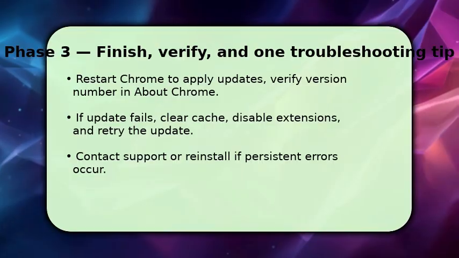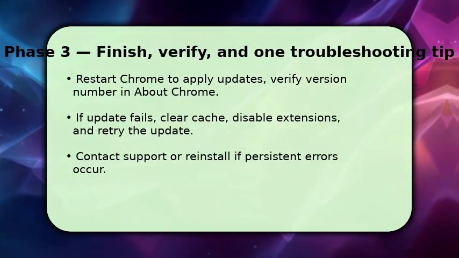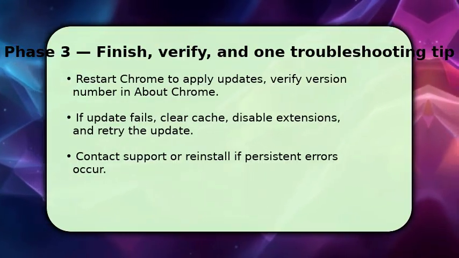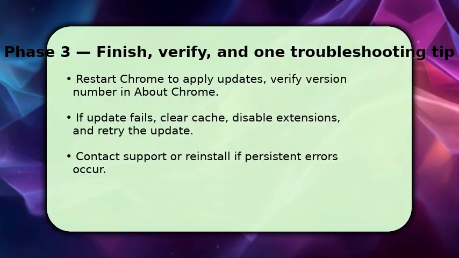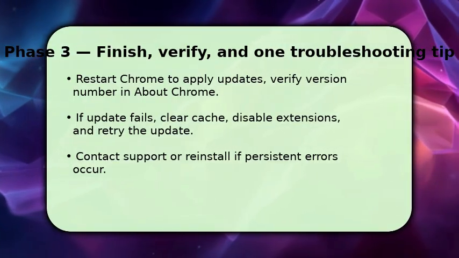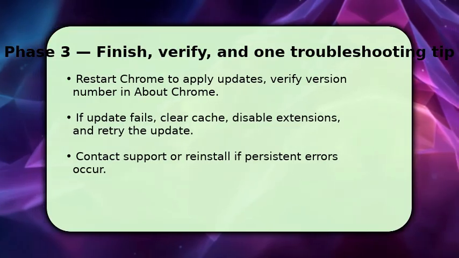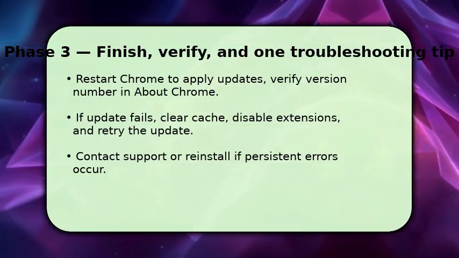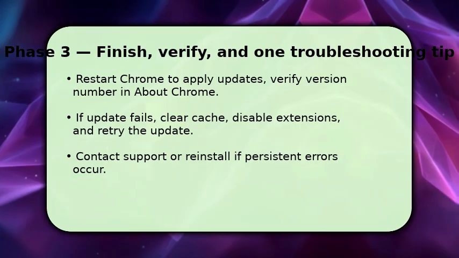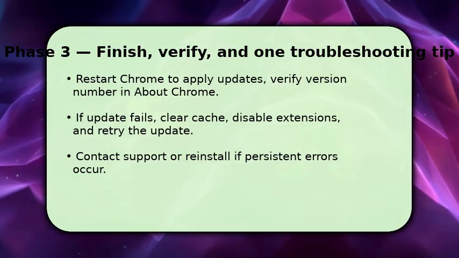If the update fails, clear the browser cache and disable extensions because corrupt data or an extension can block the installer. Once done, retry the update. If problems persist, reinstall Chrome or use the Chrome Cleanup tool. For managed devices, escalate to IT.